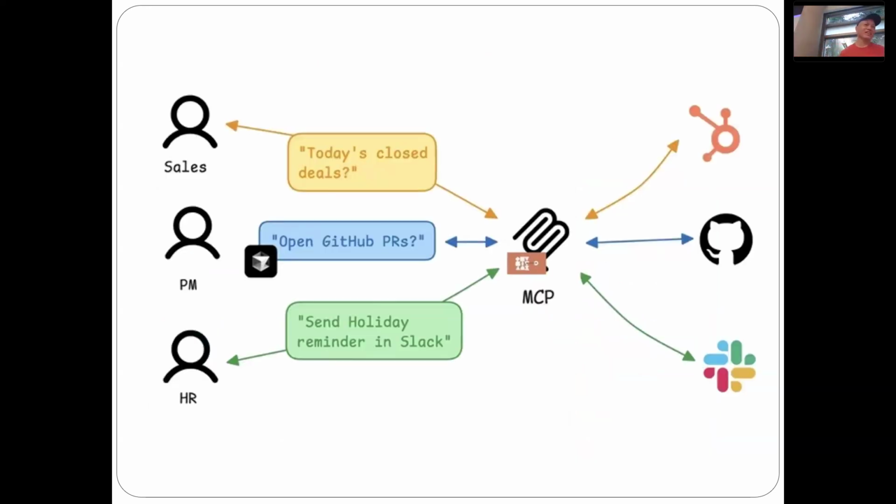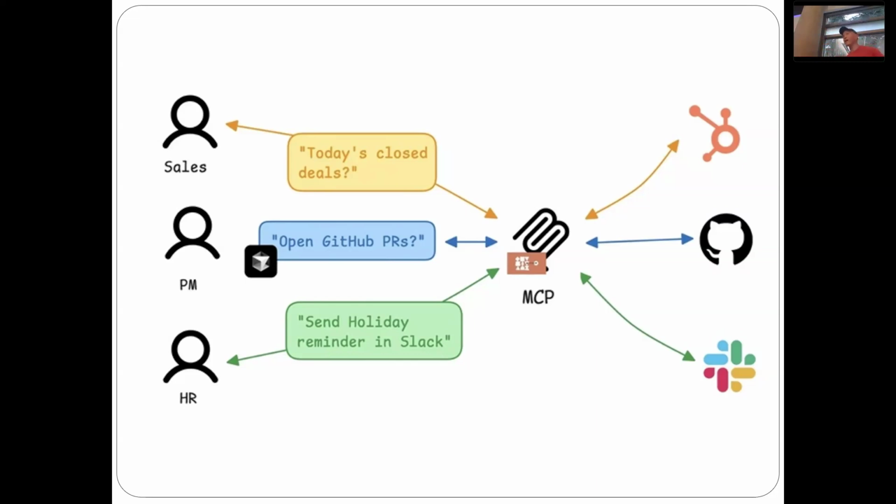Okay, so this is the idea. You're calling, hey, I have a question about my closed deal. So I go to the customer relationship management MCP server, which is what this HubSpot thing is. And then it'll fork it to that. And then it's a GitHub request, and it goes to the GitHub MCP server. And then the Slack goes to the Slack one.